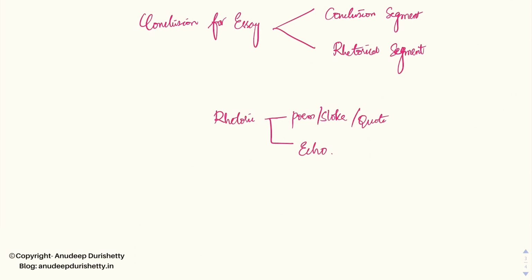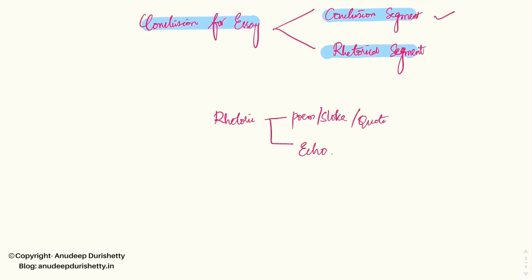A conclusion should accomplish two goals. One, give the reader a comprehensive overview of the whole essay, and two, leave a favorable impression on the reader's mind long after he or she finishes reading it. To that end, a conclusion has two segments. One, a conclusion segment, and two, a rhetorical segment.